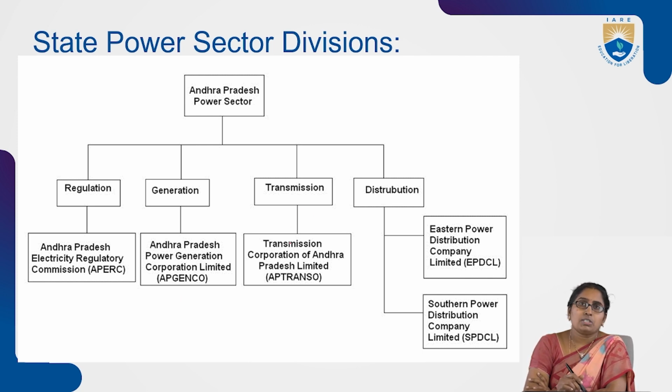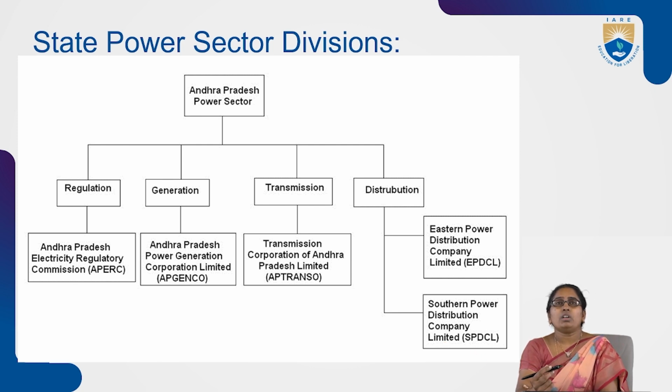Next, transmission, also in a similar manner: Transmission Corporation of Andhra Pradesh Limited, AP Transco. Then under distribution, we have two areas: Eastern Power Distribution Company Limited and Southern Power Distribution Company Limited, EPDCL and SPDCL. So these are the power sector divisions a state usually has to maintain the power in the state.